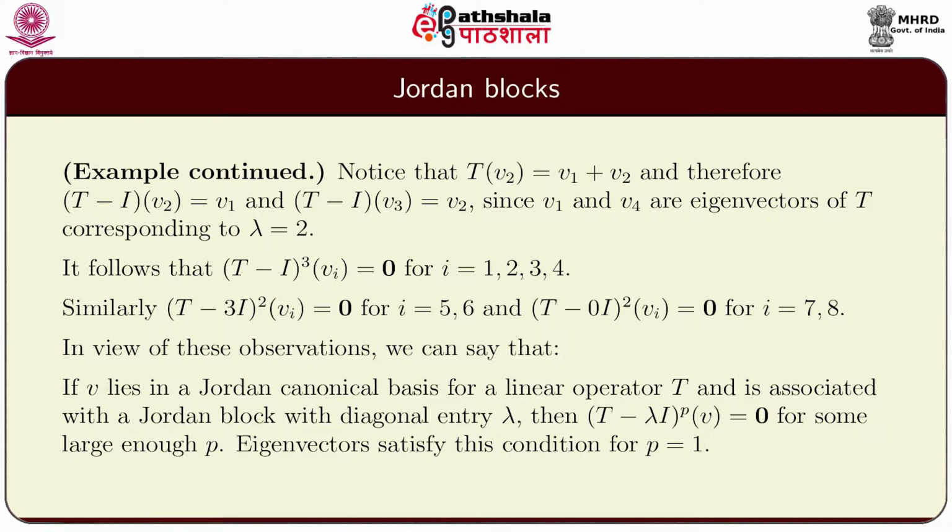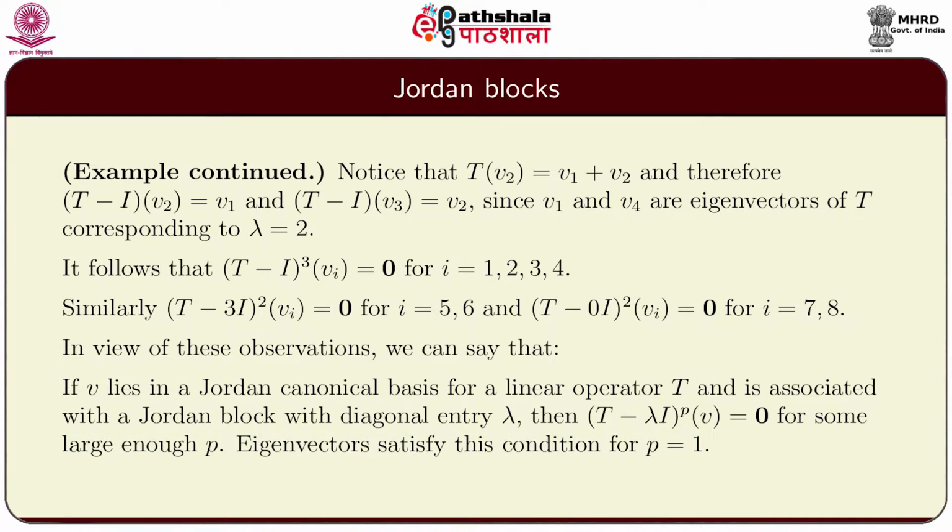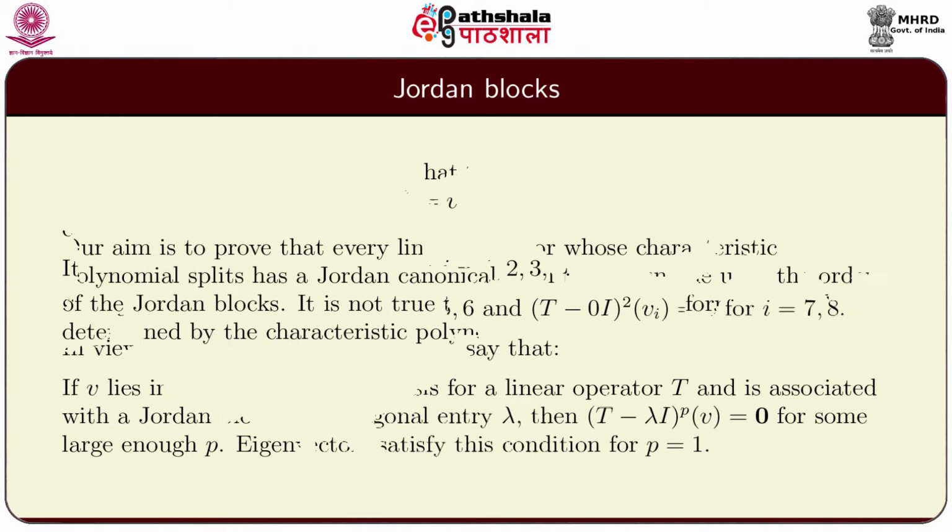In view of these observations, we can say that if V lies in a Jordan canonical basis for a linear operator T and is associated with a Jordan block with diagonal entry lambda, then (T minus lambda I) raised to P of V is 0 for some large enough P. Eigenvectors satisfy this condition for P equal to 1.